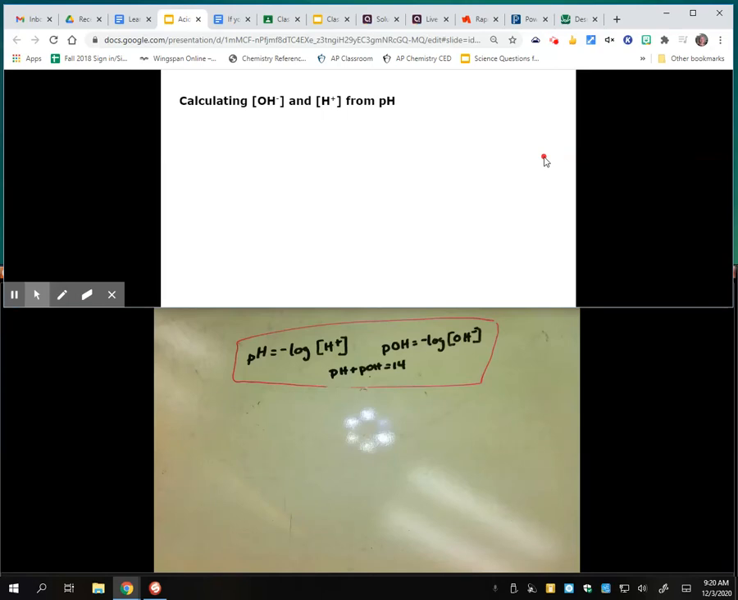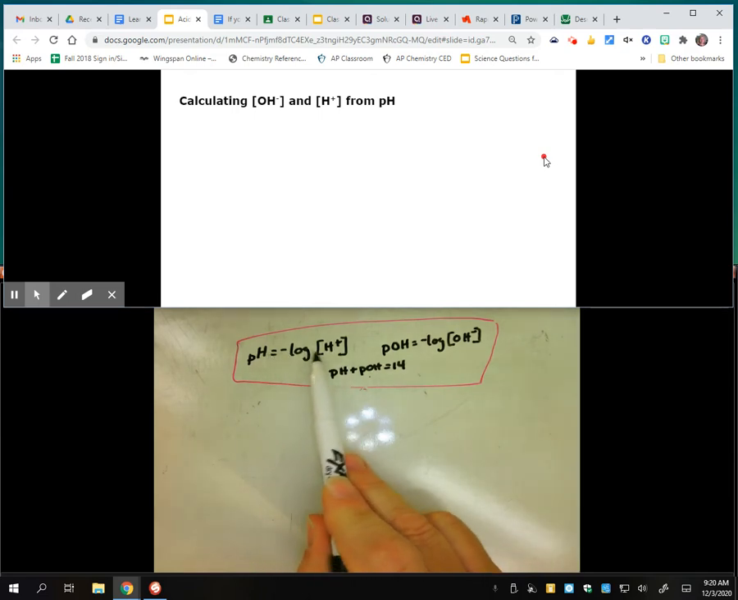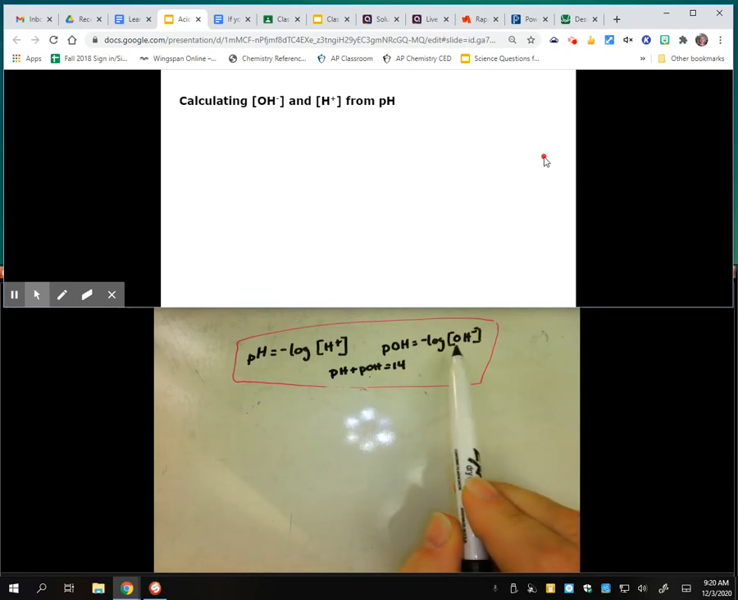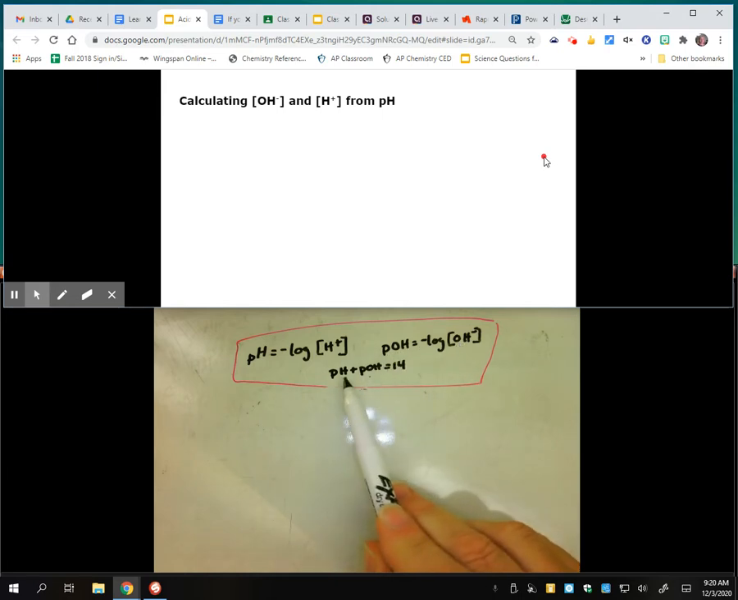This video is on calculating the hydroxide and hydrogen ion concentration from pH. In a previous lesson, we learned how to use these formulas to calculate pH from our hydrogen ion concentration, which was just a one-step problem, taking the negative log of that hydrogen ion concentration. We also learned how to calculate pH if we're given the hydroxide ion concentration. In that case, it was a two-step problem where we first had to take the negative log of the hydroxide to get our pOH, and then pH and pOH are related by the number 14, so we could figure out our pH from that.